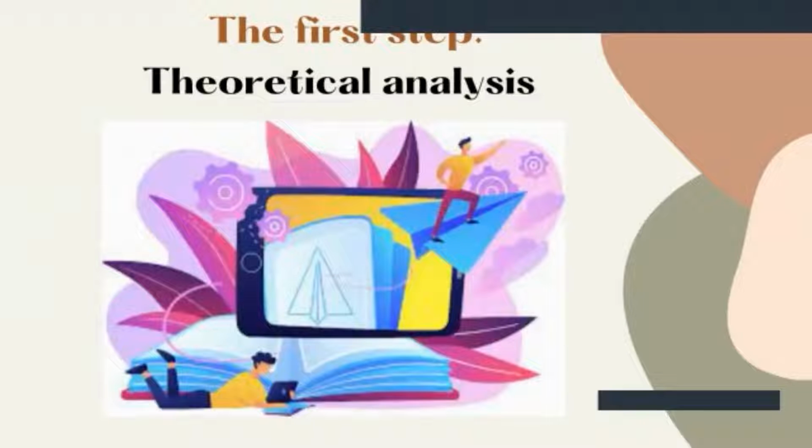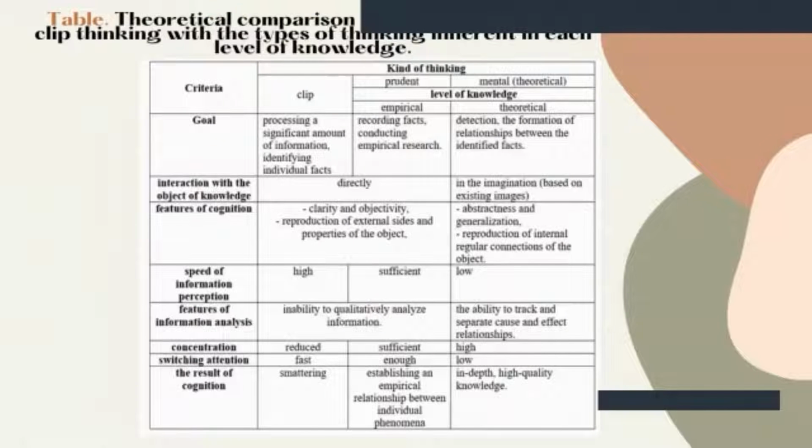Therefore, we tried to find out at which level of cognition clip thinking is activated and how in general it can affect intellectual activity. Now I want to draw your attention to the table which you can see on the slide. It presents the result of this theoretical analysis.